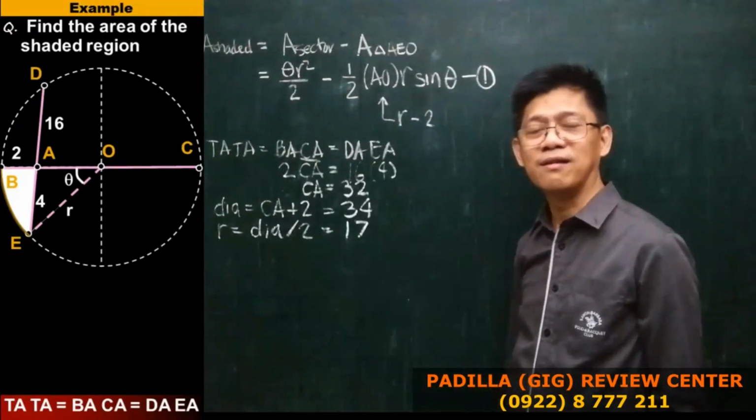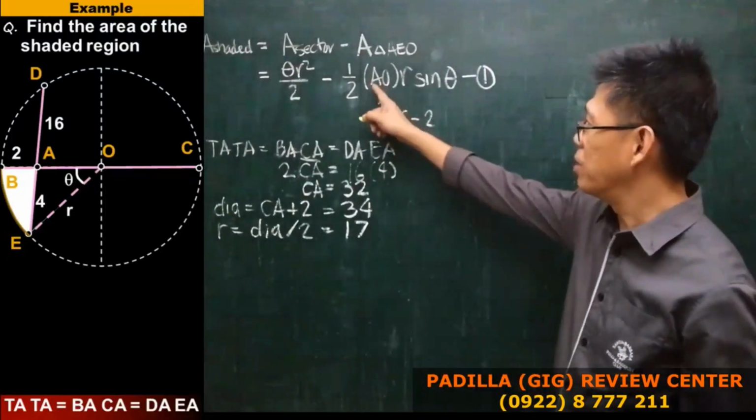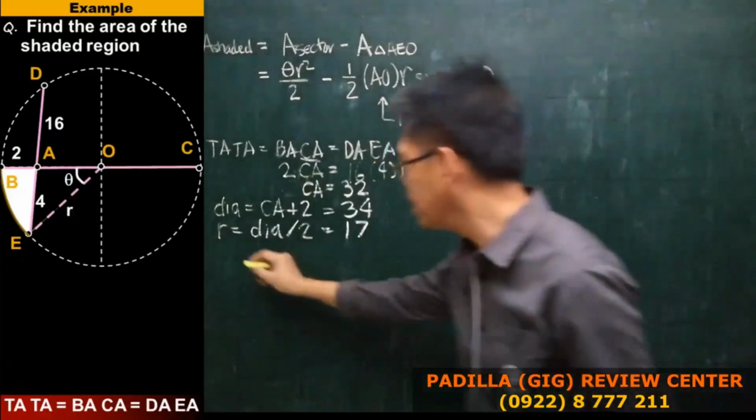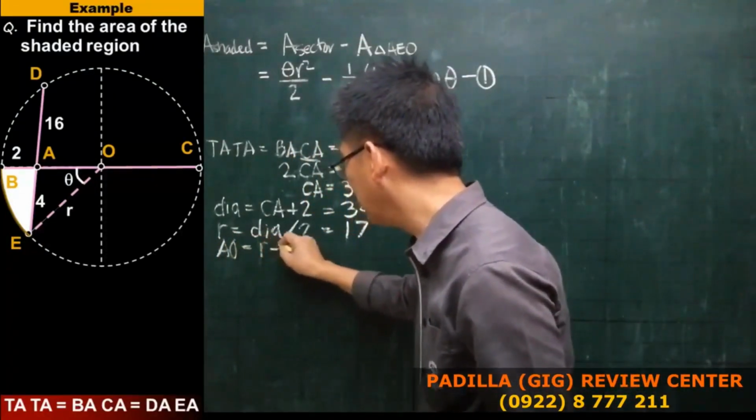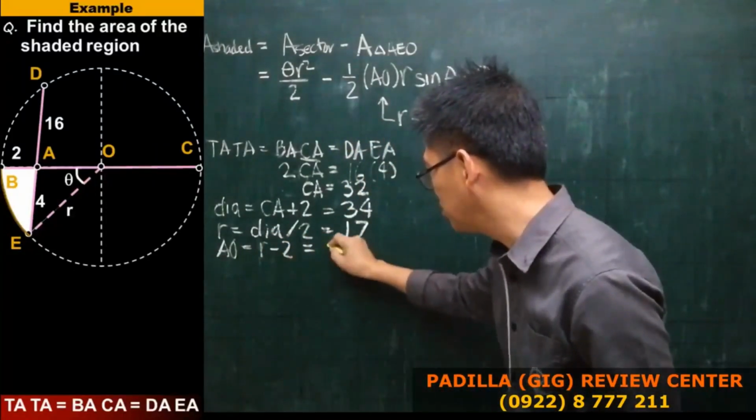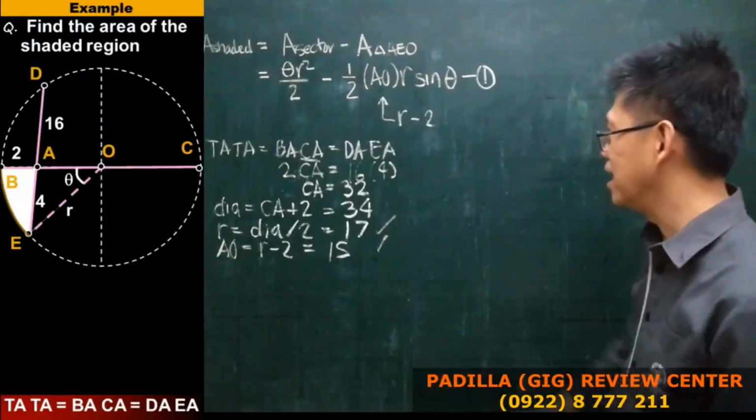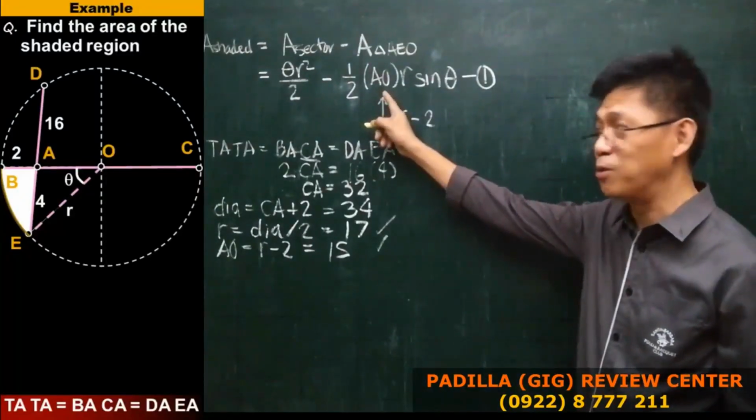Now, before that, let us solve AO, so that it is done. Our AO is simply what? It's R minus 2. So, this is 17 minus 2, which is 15. So, R and AO are solved. Just one problem to be solved.